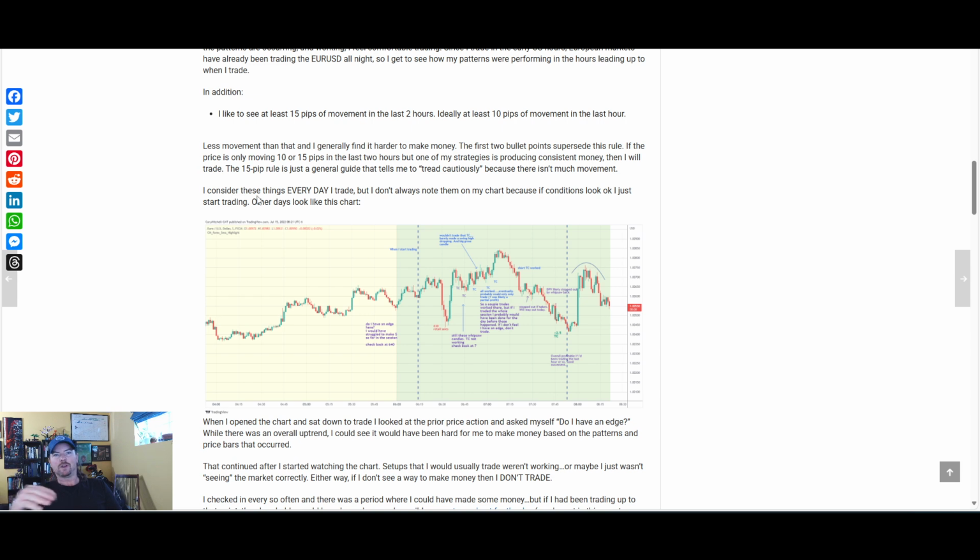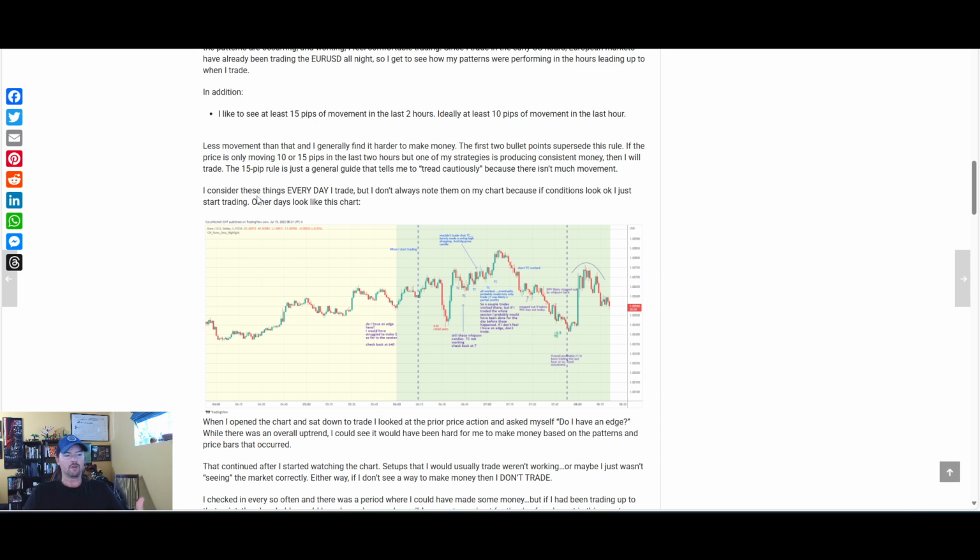Let's say it is moving 15 pips or 14 pips. This is not an exact number. You want to think of these as guidelines. Sometimes it might be moving 13 pips in the last 2 hours, but it's making perfect patterns over and over again that suit my strategy. Then I'm still going to trade it. So it comes into play how the strategies are doing in that environment.